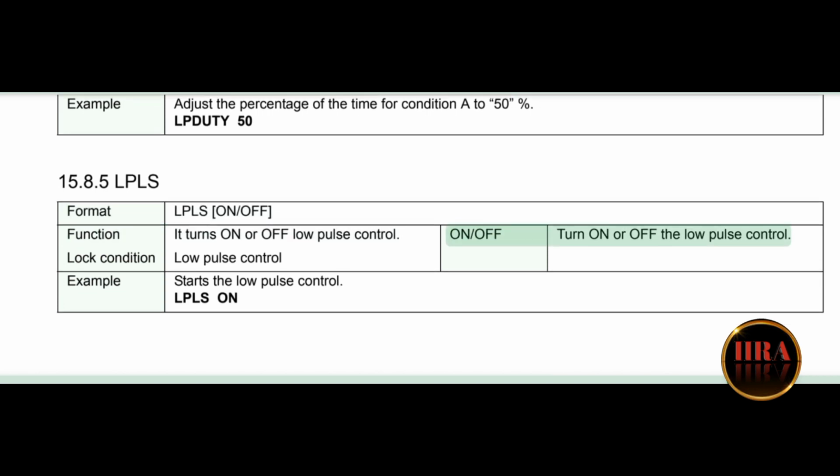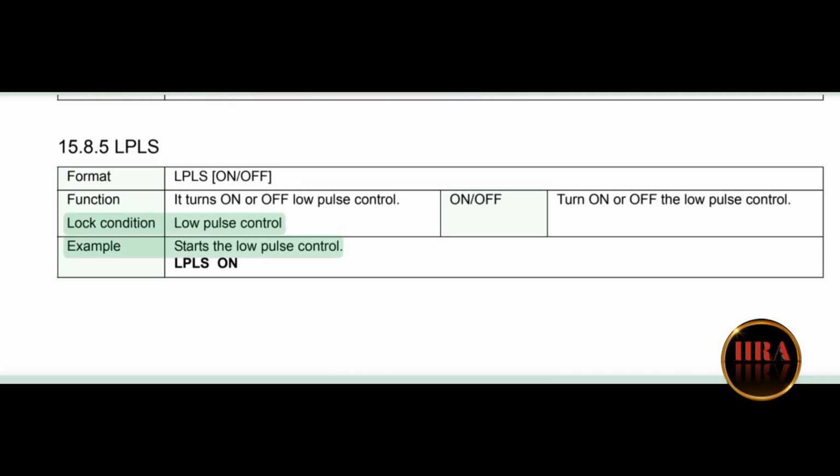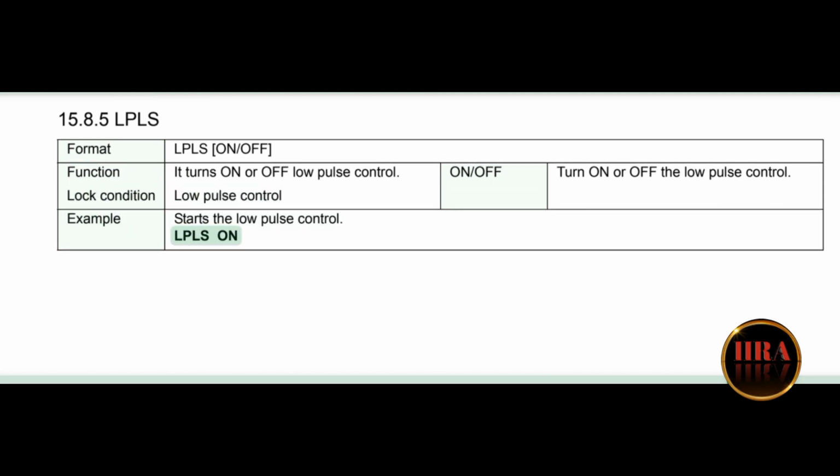On, off: turn on or off the low pulse control. Lock condition: low pulse control. Example: starts the low pulse control. LPLS on commands.